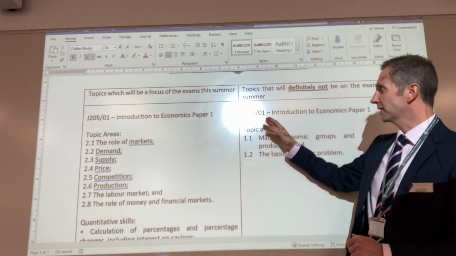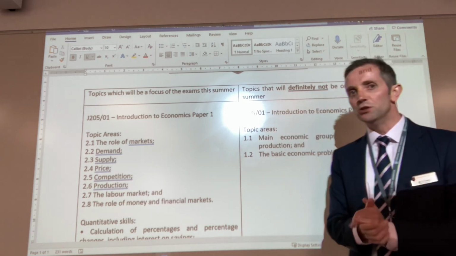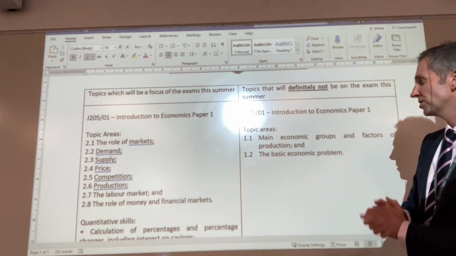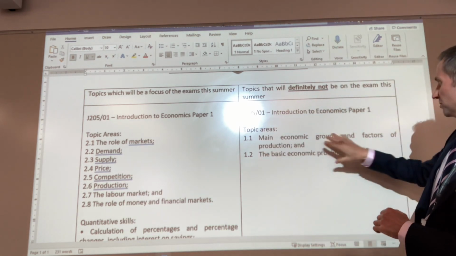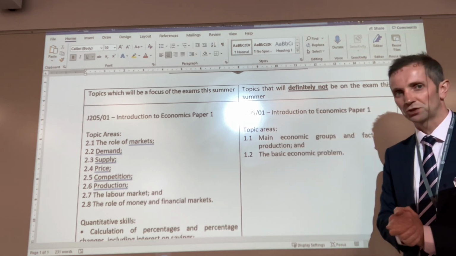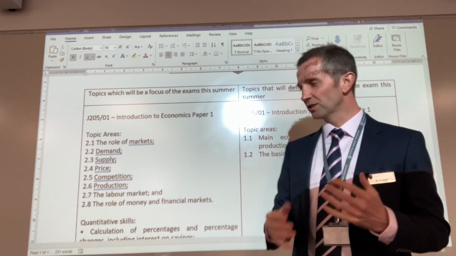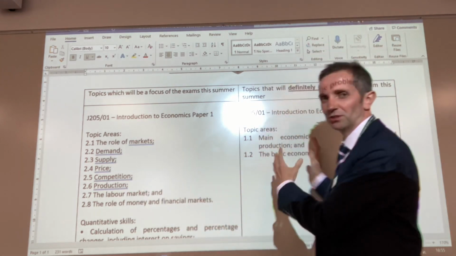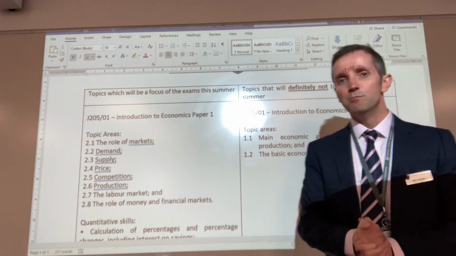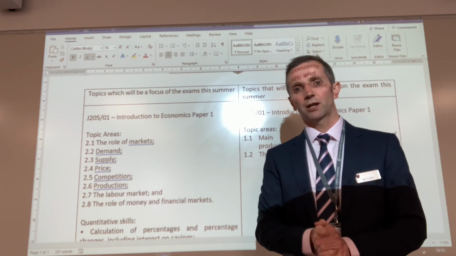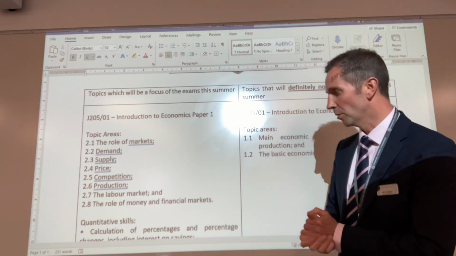And then the topic areas which will definitely not be on, but to be honest, 1.1 and 1.2, the main economic groups, the factors of production and the basic economic problem. There wouldn't be much chance of being able to do any of this without some knowledge of them. So really, most things are up for grabs when it comes to the microeconomics paper.